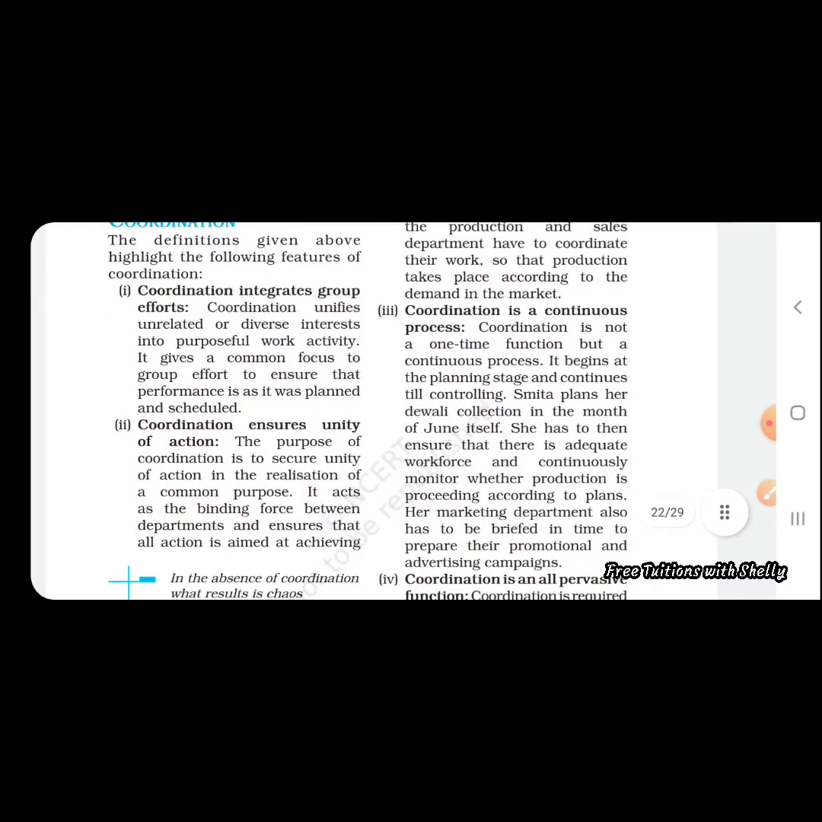Next is coordination is a continuous process. That is, from the birth till the end of the organization, coordination is a continuous process. We cannot stop this process. It is continuously taking place. As one work is finished, then again the next one takes place, and for that purpose also coordination is necessary.